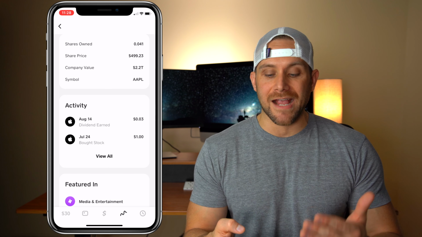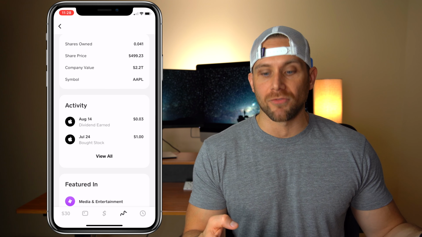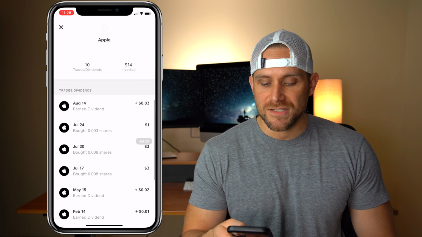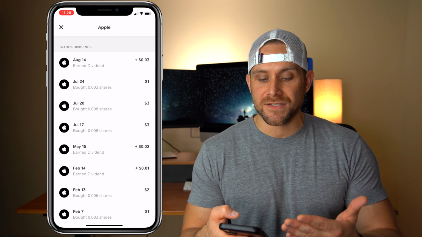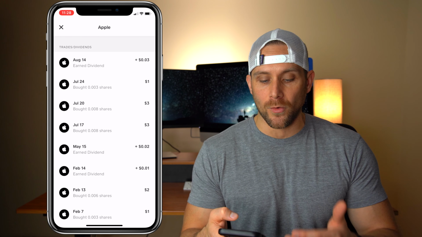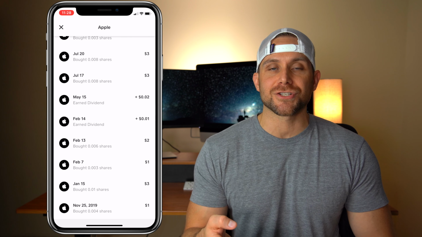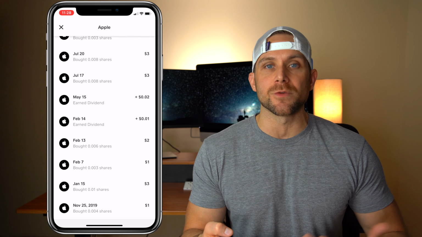So actually, I can go and look at when I bought Apple throughout however long I've owned it. If I click View All, this is going to give me a breakdown of, hey, when did I actually buy these shares of Apple, the dates, and all those kinds of things. And if you click into it more, it'll actually show you what the share price was when you purchased that stock. So on February 3rd, I actually bought $2 worth.